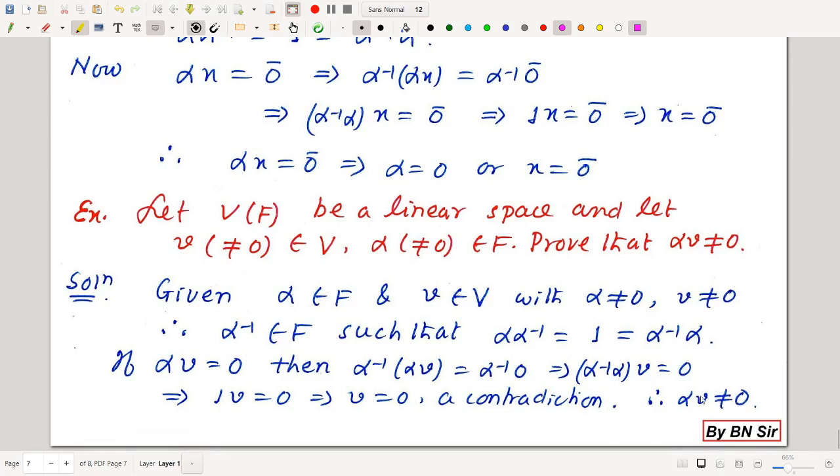So thank you for today, and in the next class we shall have examples of linear space, how to show that a given set will be a vector space or linear space under given operations. Thank you.